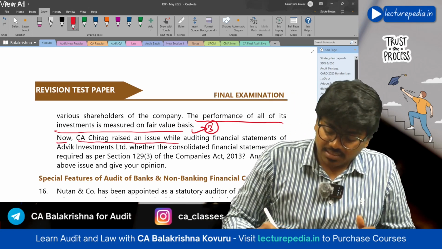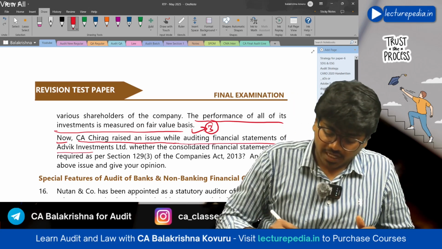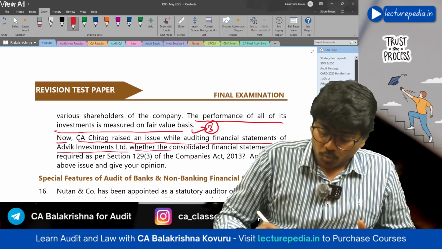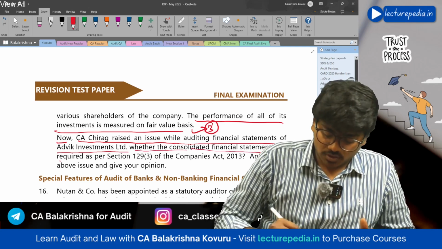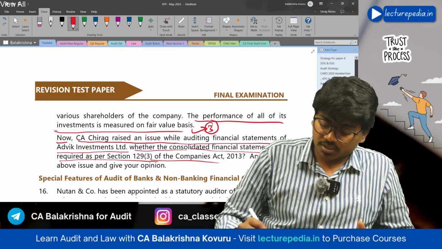Now, CA Chirag raised an issue while auditing the financial statements of Advic Investments Limited, whether consolidated financial statements are required as per section 129 subsection 3 of the Companies Act 2013.